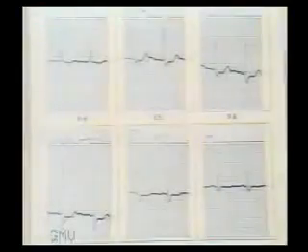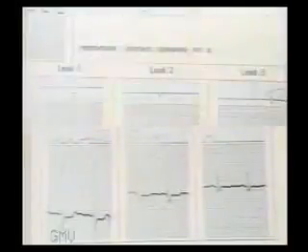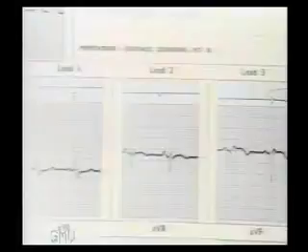Sometimes right bundle branch block may be associated with left anterior hemiblock because both bundles have common blood supply. This ECG shows RS-R' pattern in V1 and broad shallow S wave in V5 and V6. So this is right bundle branch block. But in limb leads there is left axis deviation. So this is a right bundle branch block with left axis deviation or right bundle branch block with left anterior hemiblock.